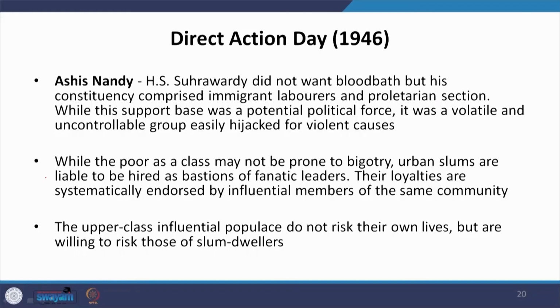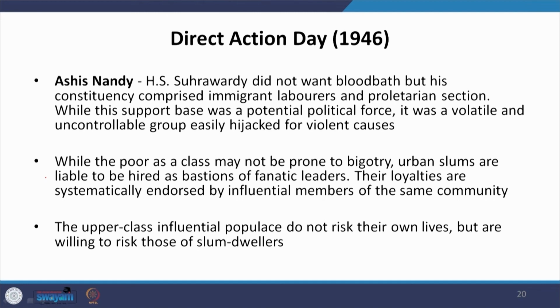Later we see critics such as Ashish Nandi observing that H.S. Sohrawardi did not want a bloodbath on Direct Action Day. However, his constituency comprised immigrant labourers and proletarian sections who could not be controlled beyond a point. This support base was a potential political force. However, it was volatile and it was an uncontrollable group that easily got hijacked for violent causes.